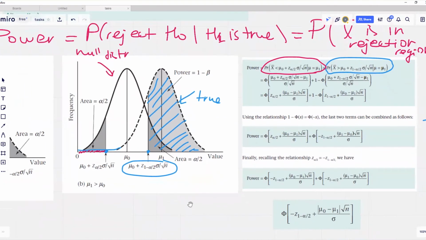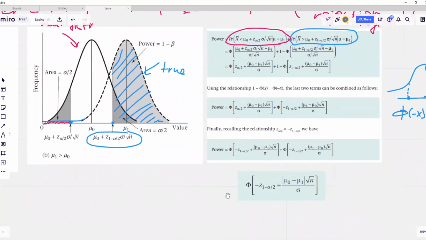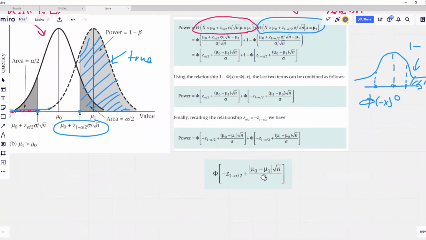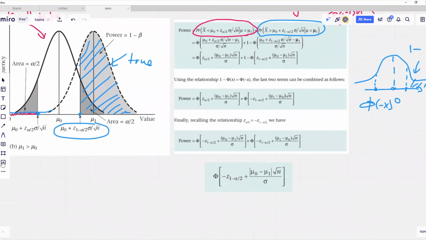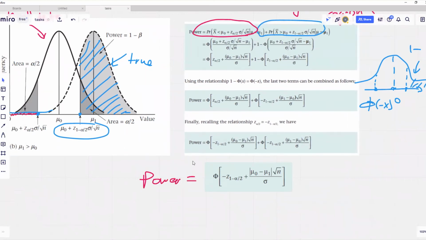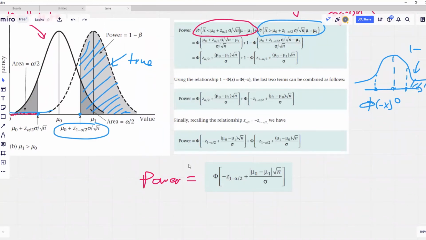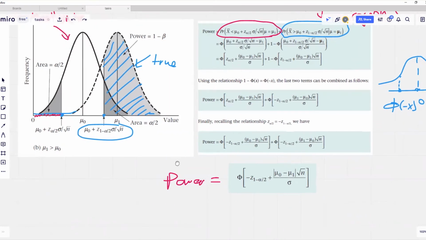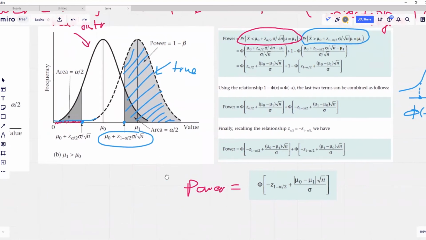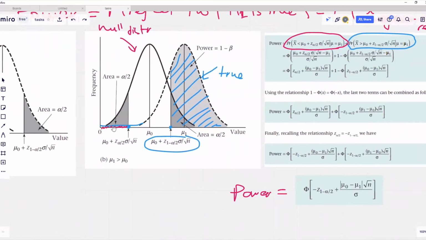And usually we can approximate the sum of those two as the area under this blue region. And instead of this formula, we can use the following simplified one. So simply then, the power of a two-sided Z test is calculated as the CDF at minus the z one minus alpha over 2 quantile plus, just take this mu naught minus mu 1 in modulus, multiply this by root of n and divide it by sigma. So this formula here neglects this red part here.